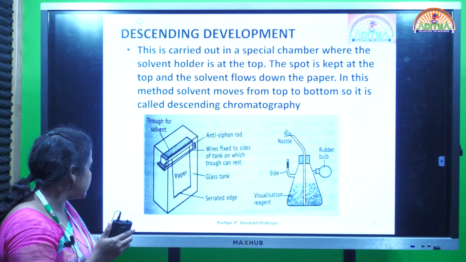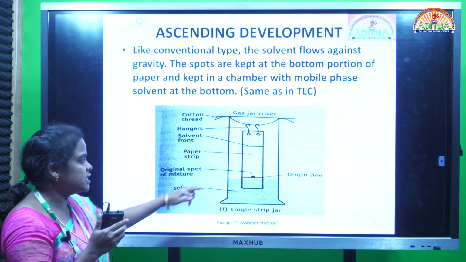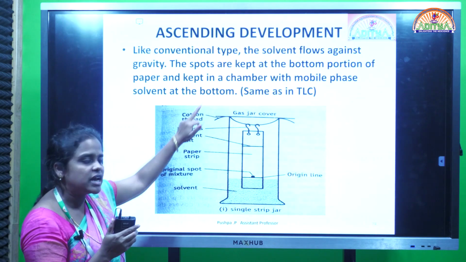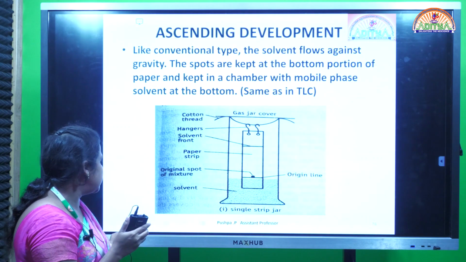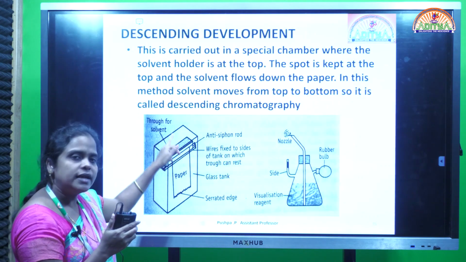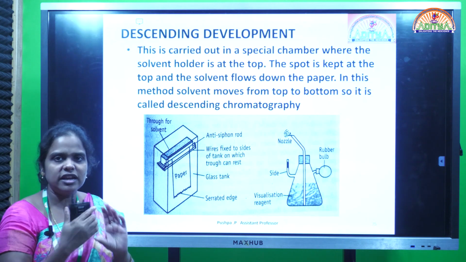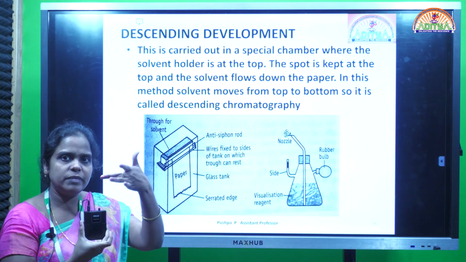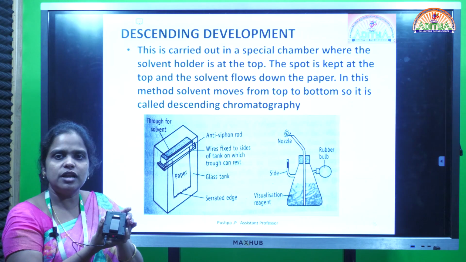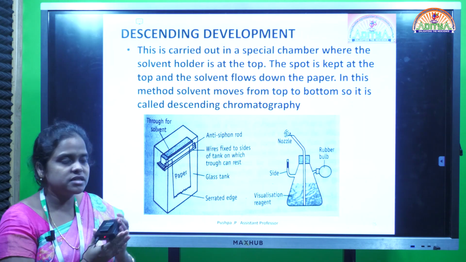Whereas here in the ascending, the elution will take place in this direction against the gravitational force, whereas in descending, the elution will take place along the concentration gradient. That is, ascending and descending are in reverse. Ascending means elution will be like this, and descending means elution will be like this. These are the two differences.